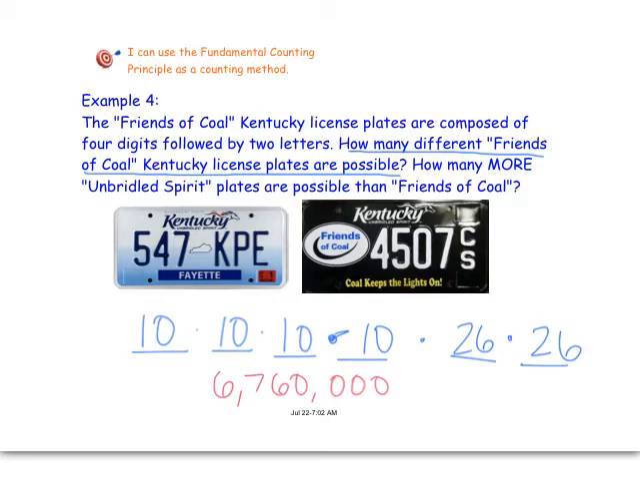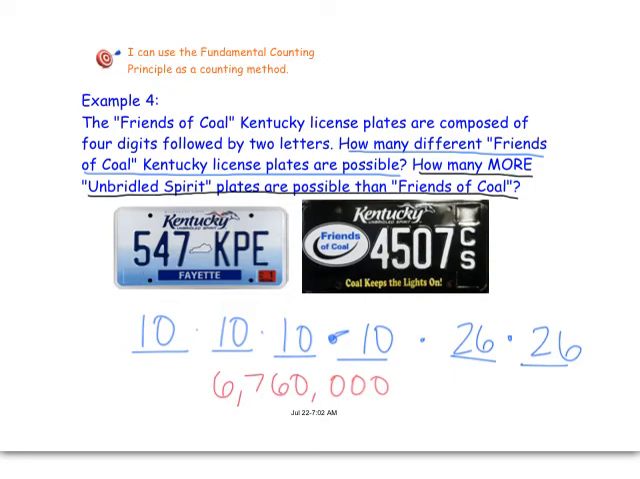I really like how this example has the last sentence you see here. How many more Unbridled Spirit plates are possible than Friends of Cole? This is very likely a question type that you may see on your Algebra 2 end of course assessment. It doesn't just ask you to find the possibilities for the Unbridled Spirit license plates, and it doesn't just ask you to find the possibilities for the Friends of Cole license plates. It wants to know how many more Unbridled Spirit plates are possible than Friends of Cole. So you have to find both, and then you will have to subtract.